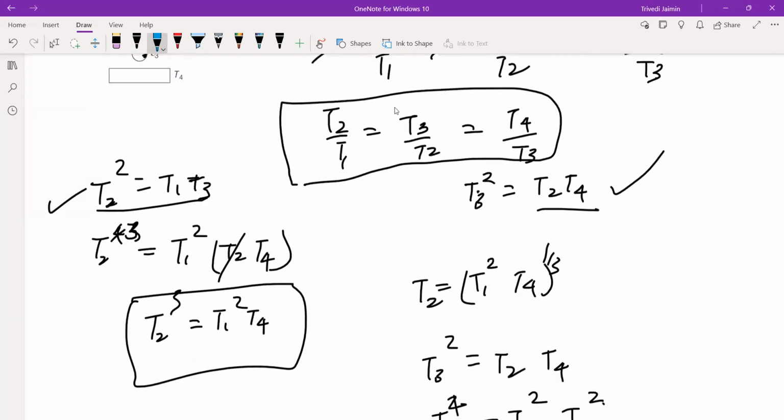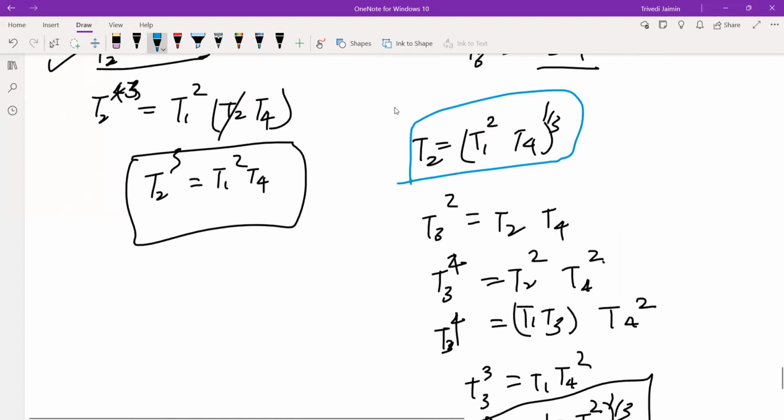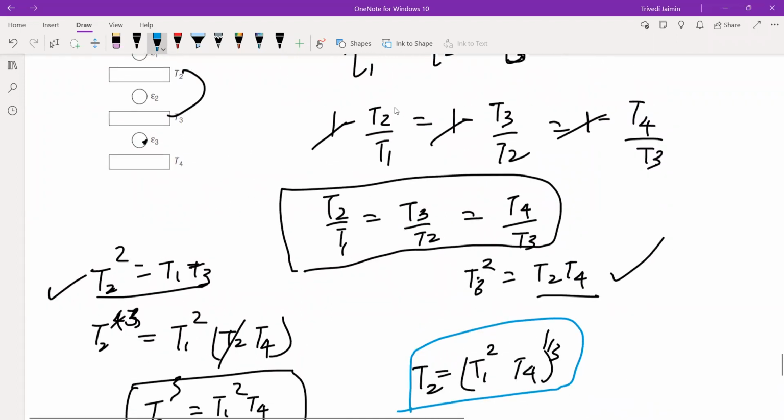Then from this one we are substituting T3 as T4 and T2. So here we got T2 as the final form: T2 equals T1 square T4 to the power 1 by 3. Now, that is in option B.